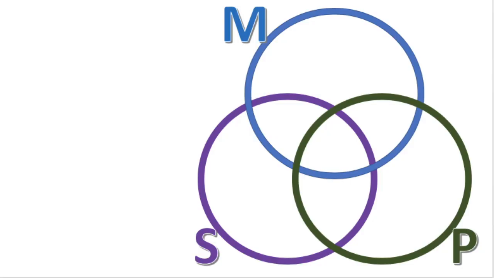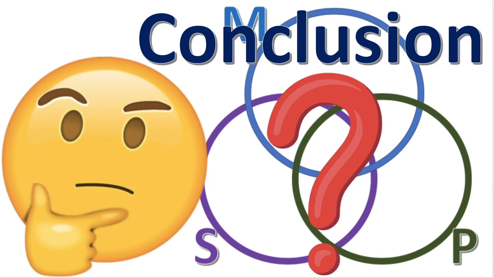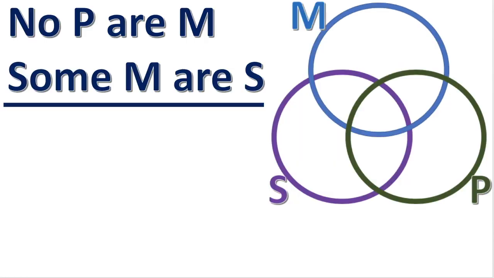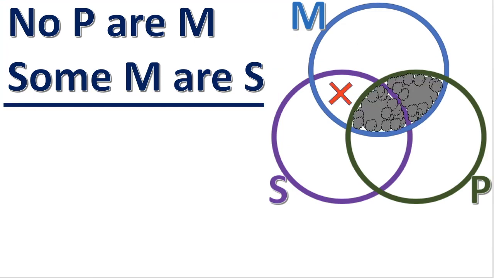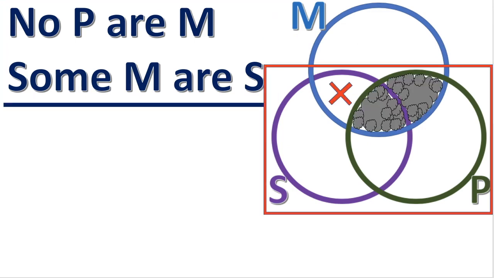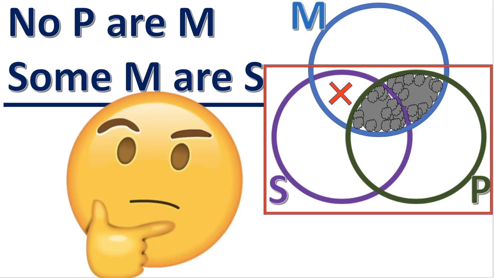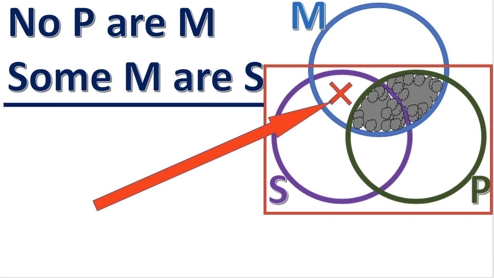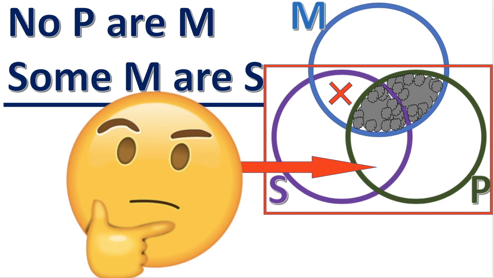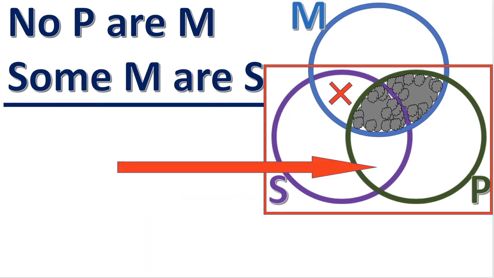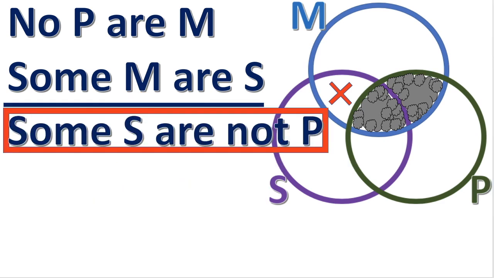Next, we'll use the Venn diagram to draw missing conclusions. This is how you'll do it. First, enter the premises into the diagram, then look at the bottom two circles. What conclusions can you draw from this diagram? Well, you can see that there's an X here, which is outside of the P circle, so you know that some S are not P. And this is the missing conclusion.